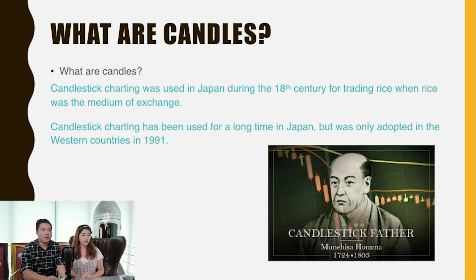Candlestick charting was used in Japan during the 18th century for trading rice, when rice was the medium of exchange. Sounds troublesome. Candlestick charting has been used for a long time in Japan but was only adopted in Western countries in 1991. That's quite some time back actually.